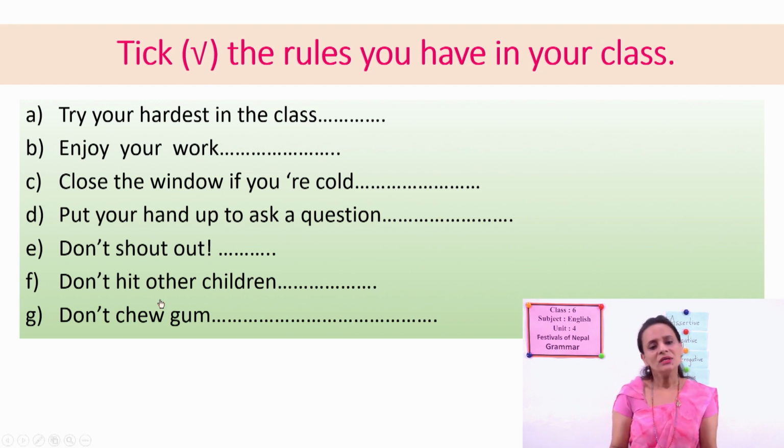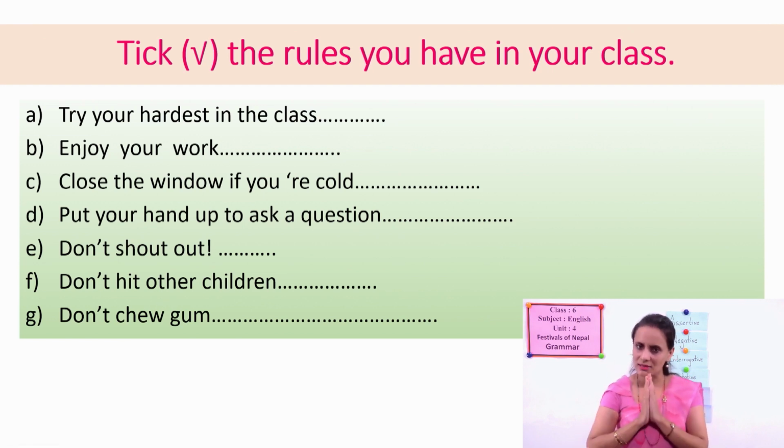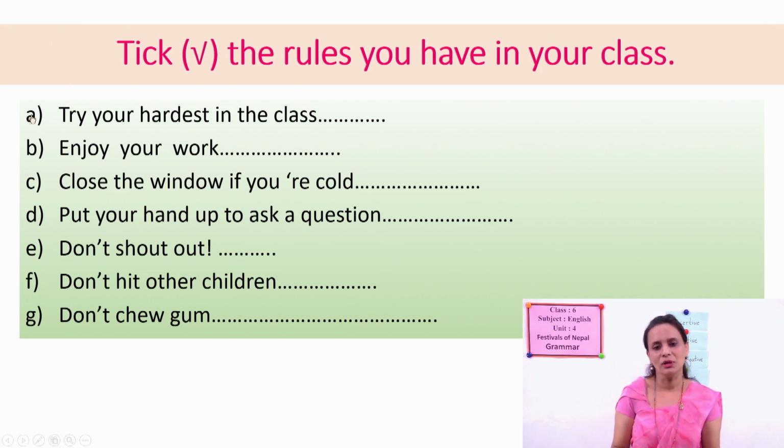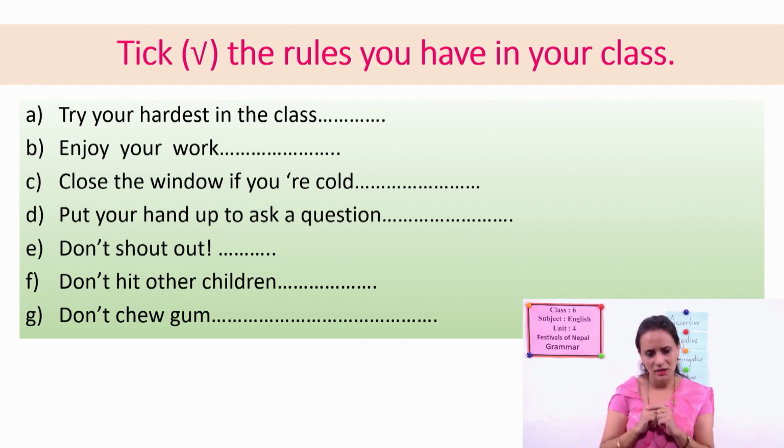Now another, don't hit other children. Do you hit other children in the class, other friends or the junior ones of your class? No, very good. All of you are so good that you won't hit other children in the class. Now another, don't chew gum. Do you chew gum in the class, when a teacher is teaching or when you are in the school premises? No, okay. So again we are going to read the rules. Try your hardest in the class. Enjoy your work. Close the window if you are cold. Put your hands up to raise a question. Don't shout out. Don't hit other children. Don't chew gum. These all are your classroom rules.